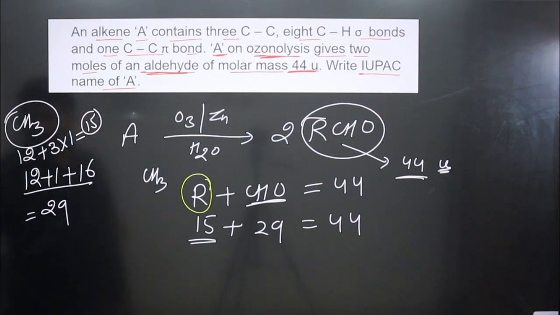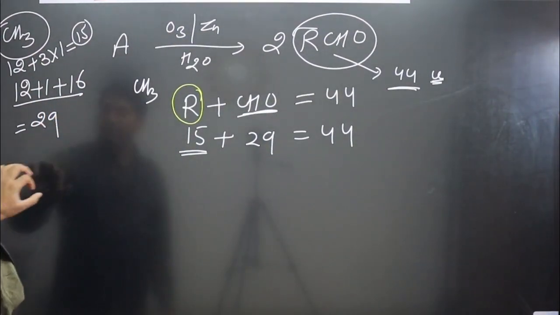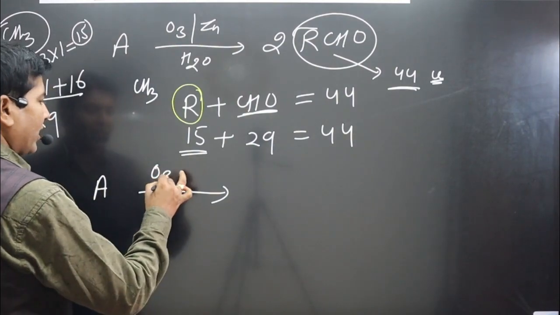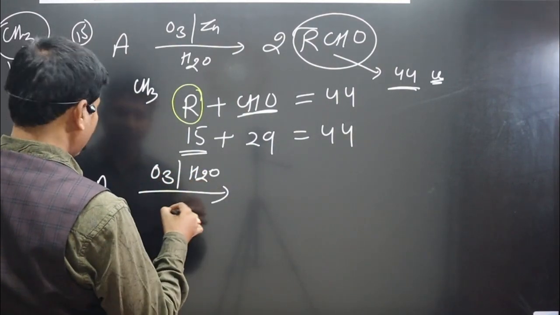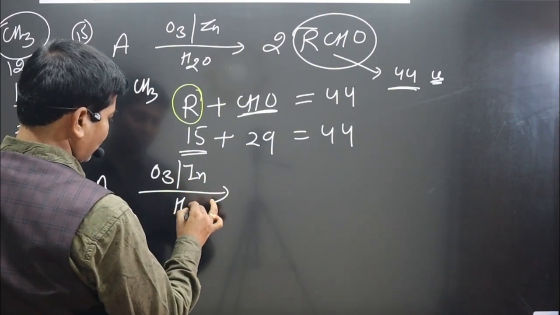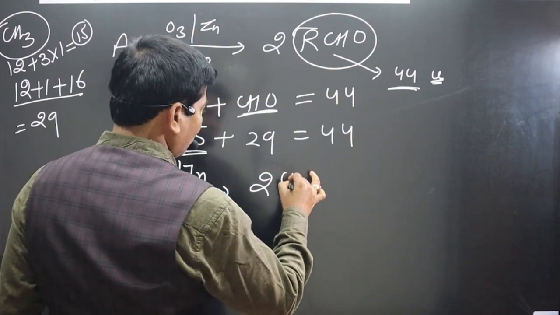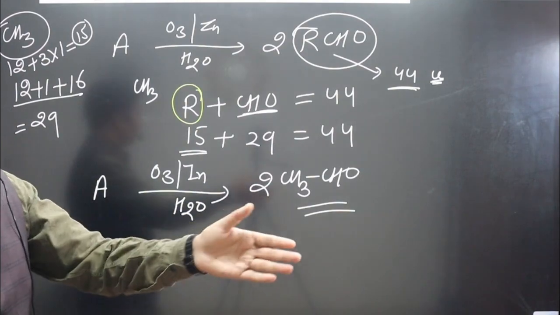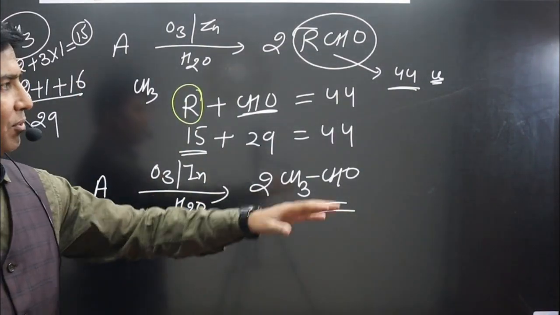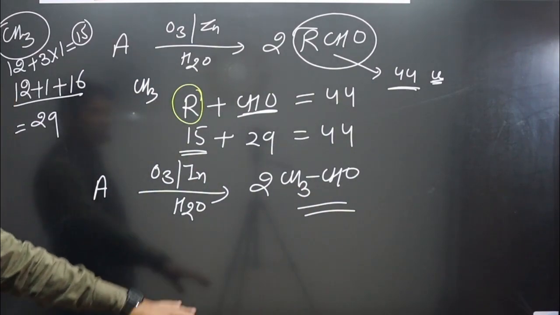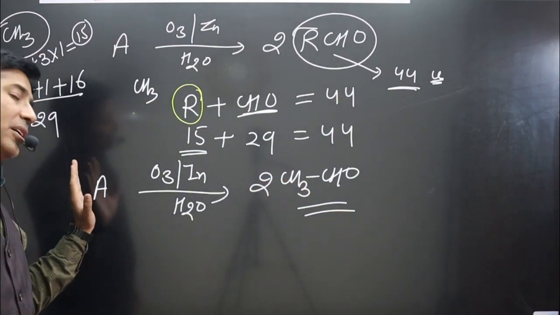So now we can write the reaction. Reaction: A undergoes ozonolysis. We can mention Zn, H2O, reductive ozonolysis, and it produces 2 molecules of aldehyde. This is what we get. We got this chemical formula from the molar mass given, 44 unit mass. From the chemical formula of the product, we can find out the reactant.